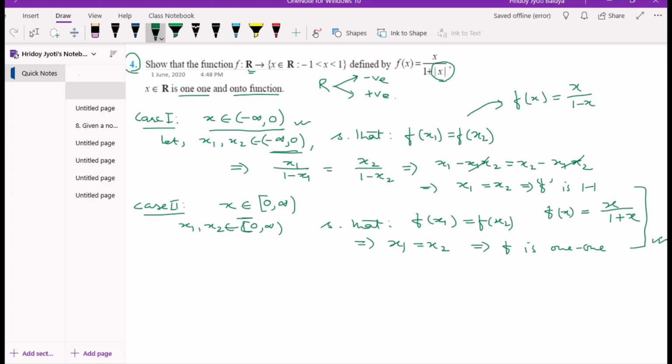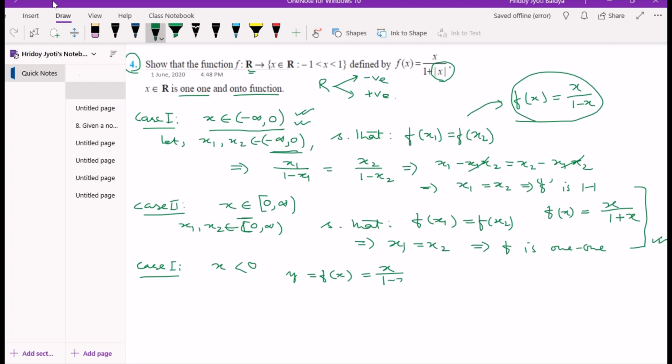Now we have to check for onto. For onto also we have to make two cases. Case 1, when x is negative, that is this part, that can be written like this also, x strictly less than 0. So what we do, let y equal to f(x). So the functional definition in that case is this, x by 1 minus x.